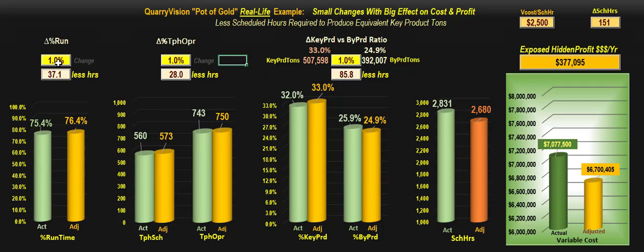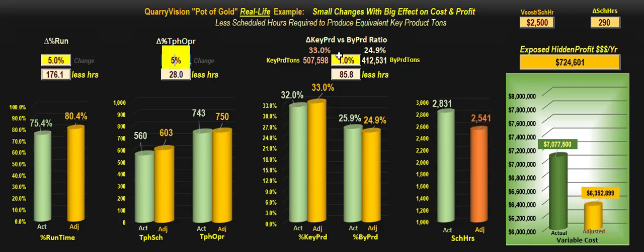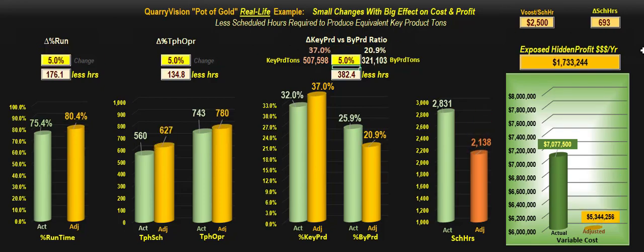Practical knowledge, derived from analysis of belt scale provided performance history, indicates potential for a minimum of 5% improvement on each of the example variables, resulting in achievable change in annual scheduled hours from 2,831 to 2,138 scheduled hours, a reduction of 693 hours. With this, variable cost would have dropped from over $7.1 million to $5.3 million, with potential added profit exceeding $1,700,000, just by making small changes visualized as possible within the belt scale data.